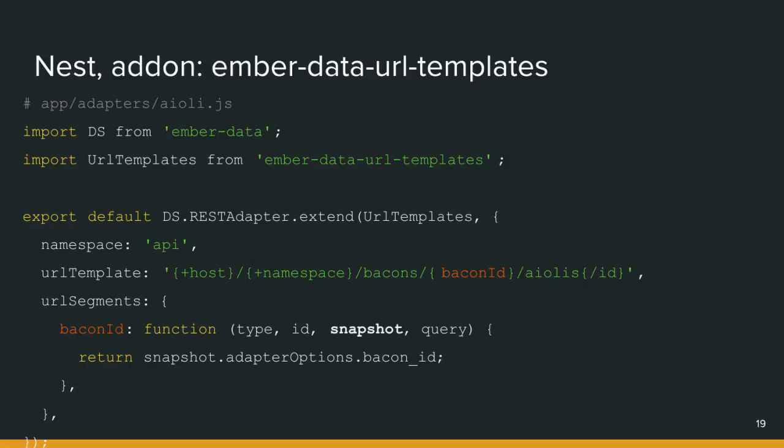You can actually import data-URL templates, define a URL template, which has the definition of what your URL looks like. So I'm constructing it. It's host, namespace, bacon ID, aiolis, and ID. ID is resolved automatically. Bacon ID, you see it in red here, is resolved from URL segments. And then you can write in whatever you want to be resolved in URL segments. You can pass through query. You can't use query with find all or find record. So I'm passing through snapshot in the same way I did before.